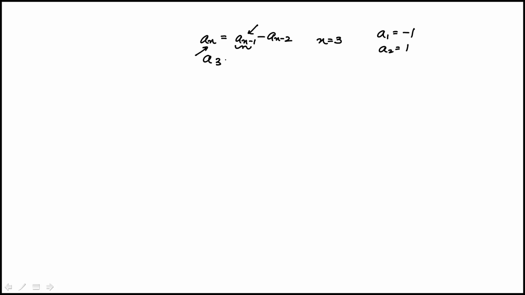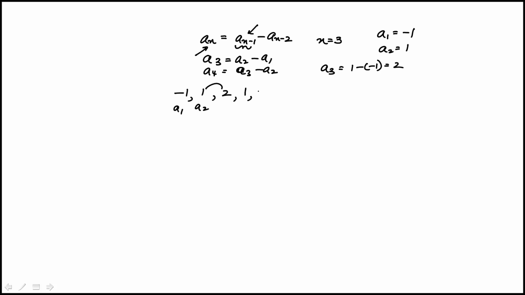So if you replace n with 3, this would be a2 minus a1. If you replace n with 4, this would be a3 minus a2. So we're just successively subtracting them. That means a3, and I'll write it like this, a1, a2, a3, would be a2 minus -1, so 2. And now we can just do it here. So the next term would be 2 minus 1, which is 1.